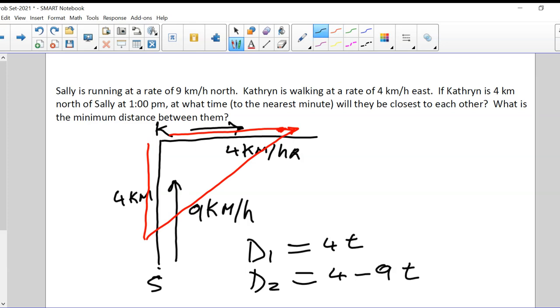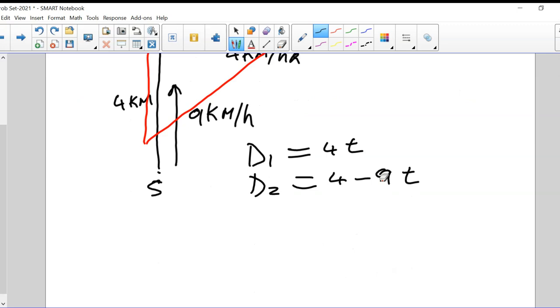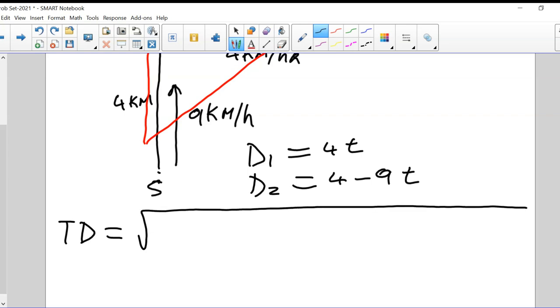Okay? So what we're going to do now is put these distances together, and create an equation that gives us the distance between them. And that distance is, as I said, the hypotenuse of a right triangle. So the total distance, we call it TD, will be equal to the square root of, this should look familiar to you, (4 minus 9t) squared, plus (4t) squared. Does that look kind of familiar to you? Do you remember seeing something like that?